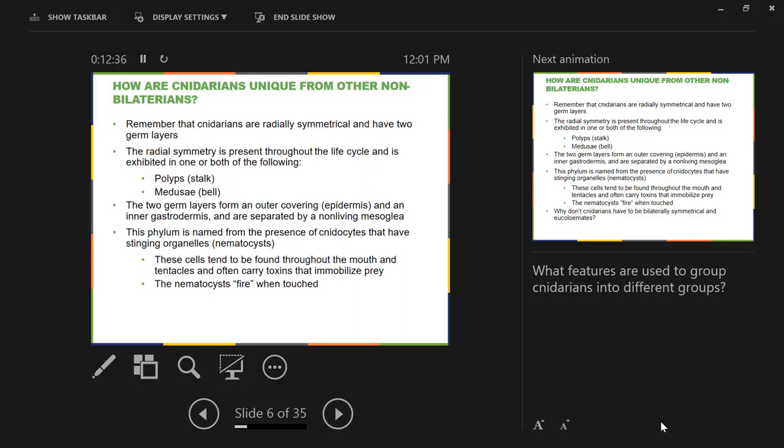All right. So lecture break time. So in a previous lecture break, we asked the question, why are so many animals bilaterally symmetrical and eucoelomate? Do you remember that question? How did we answer it? Anyone remember how we answered that?